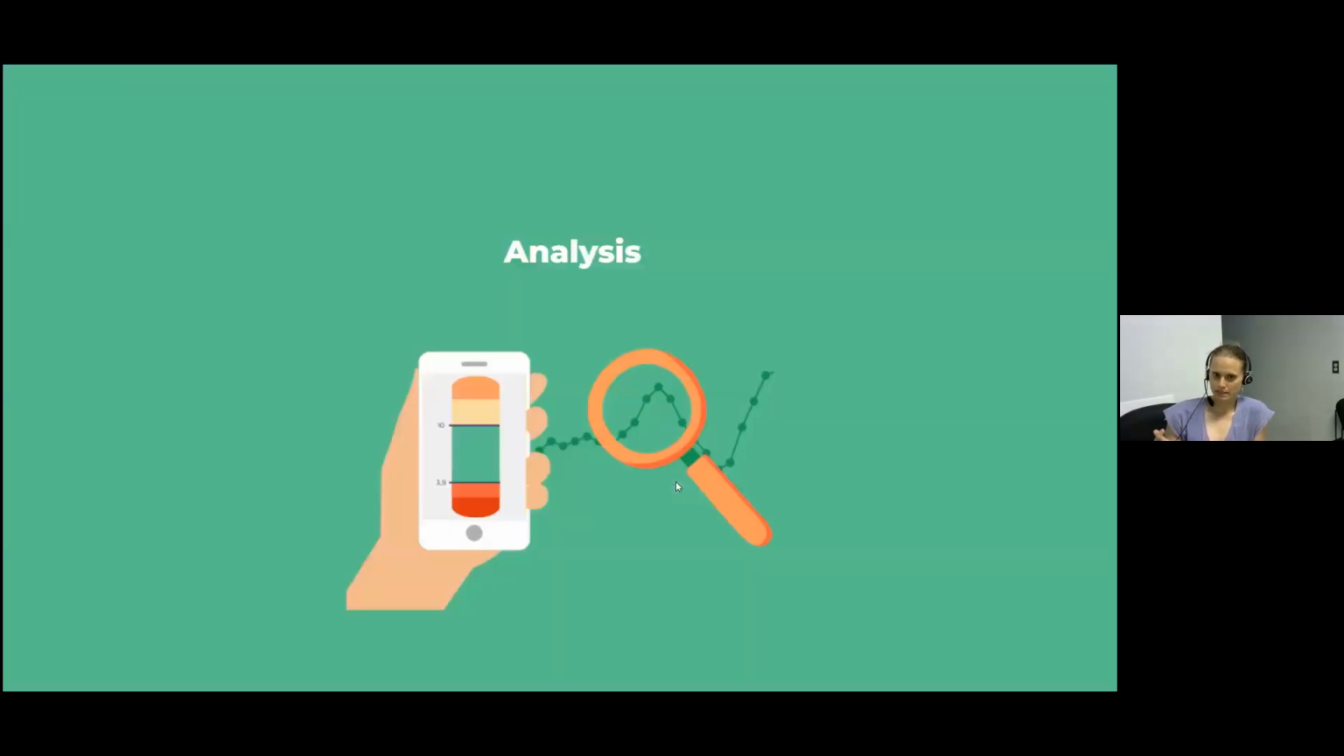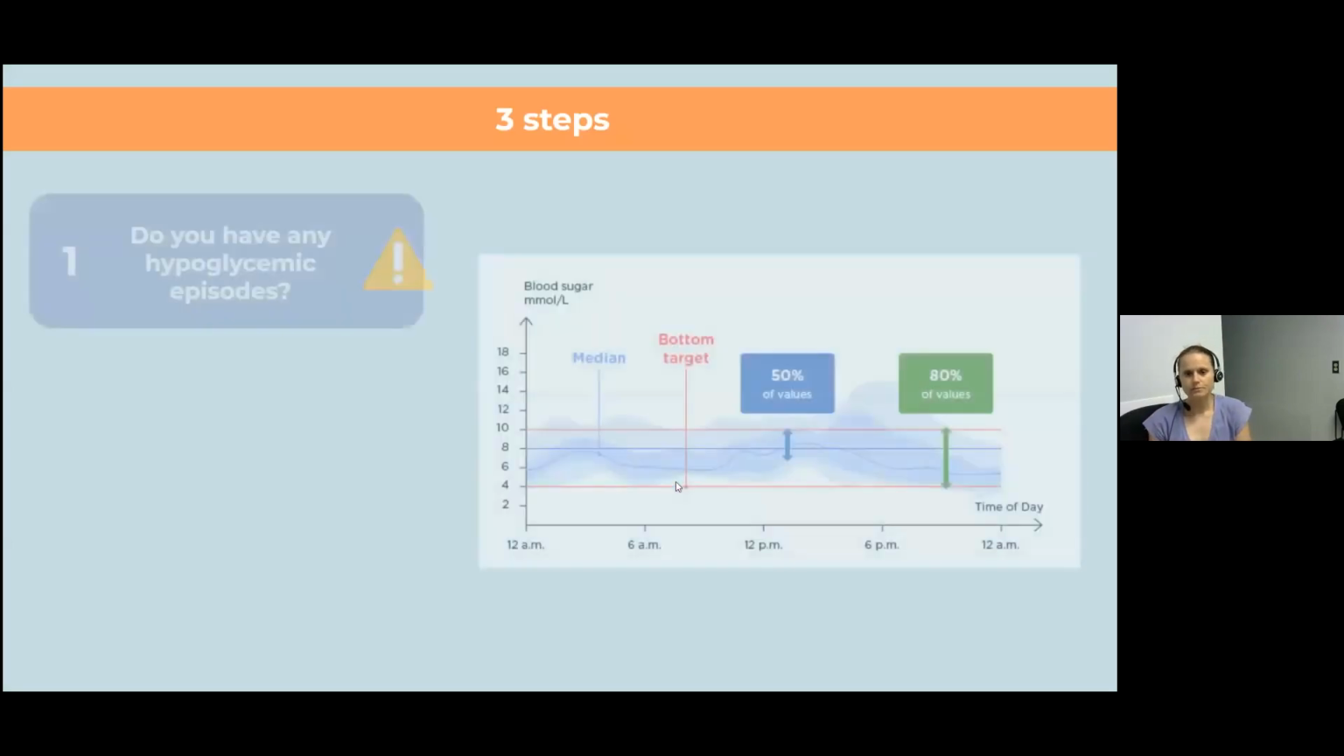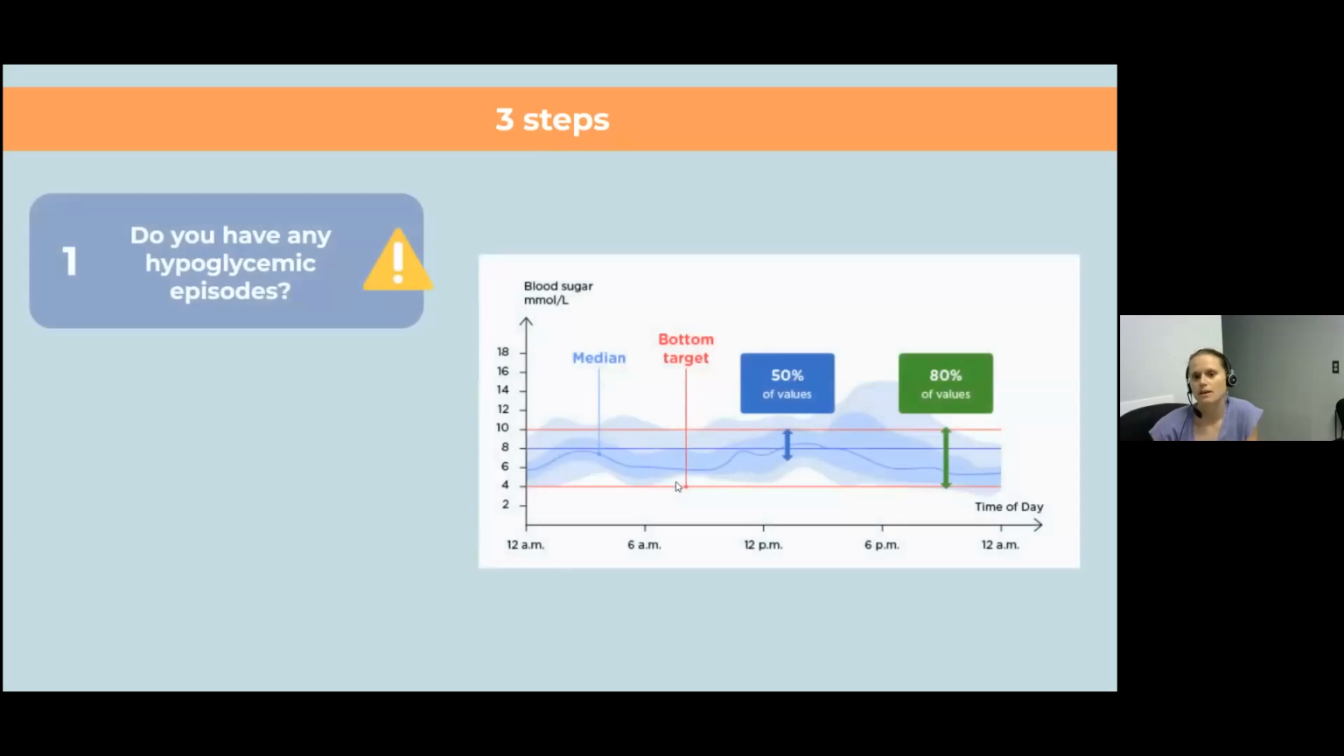So how do we analyze this? Our objective today is to give you a tool that's going to help you analyze the AGP report. The way that we break it down is in 3 steps. The first step is, when we look at our AGP report, we check if we have any hypoglycemic episodes. That's going to be our priority, always hypoglycemia.